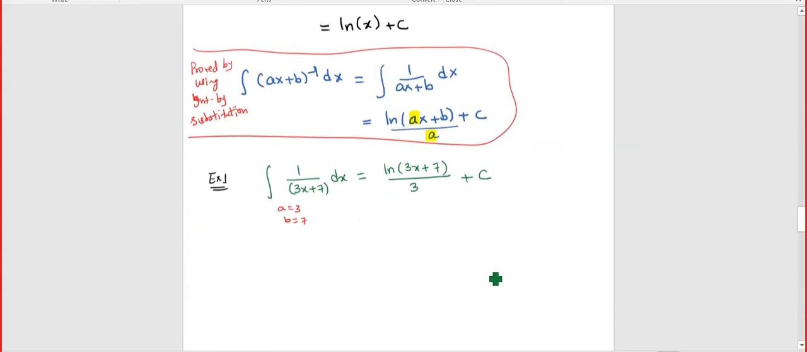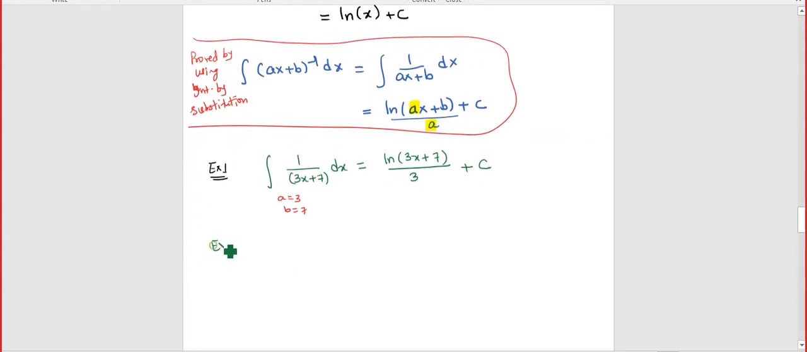Okay, on the other hand, if you have, say, the integration of 1 over x minus 8 dx, so it will be ln of (x minus 8) over, now the coefficient of x is 1, so plus c. So this constant b is not playing any role here in the denominator, it's only the coefficient of x. It was 3, so it came here. Now it is 1, so 1 came here.